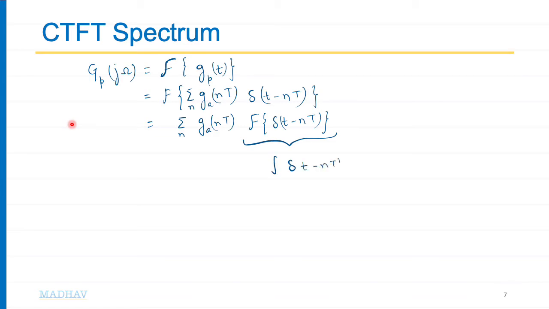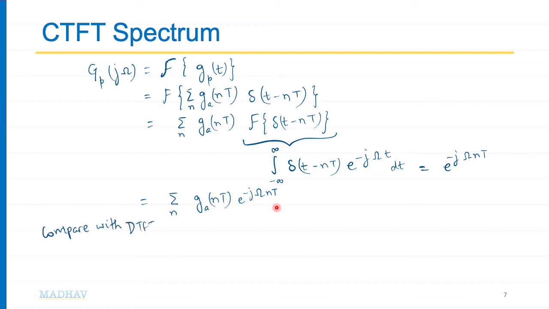So let's see what is the Fourier transform of δ(t − nT). Just apply the formula of the continuous time Fourier transform, and it is very simple to see that it is e to the power −jΩnT, right? And let us plug in this value in our equation. So this is what we get. This is my continuous time Fourier transform of my analog signal multiplied with the pulse train.